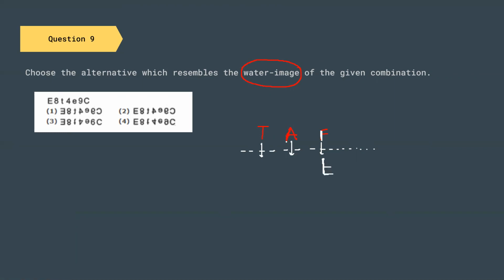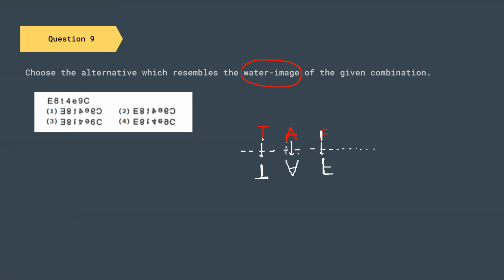For A, these 2 points will be translated here and here. So it will be like this. For this T, this point will be translated here. This vertical line will be translated here, and the tip of the T will be translated here. So it will be like this. So this will be the water image of TAF. Fine. So according to this same concept, let us try this one.